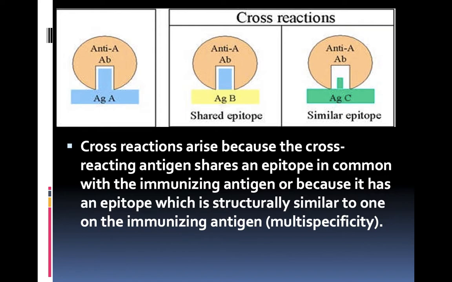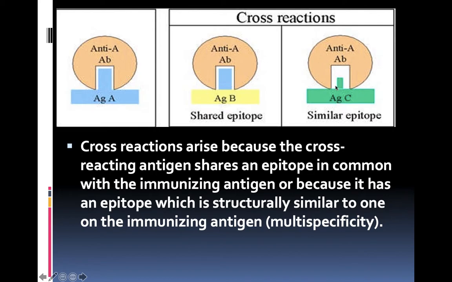So cross reactions arise because the cross-reacting antigen shares an epitope in common with the immunizing antigen, or because it has an epitope which is structurally similar to the one found on the immunizing antigen. So here we can see a shared epitope. It's one possible pathway where cross reactions arise because we expect that the cross-reacting antigen will have a similar epitope with the original antigen. For this case, our cross-reacting antigen is antigen B, so it shares the same epitope with our antigen A.